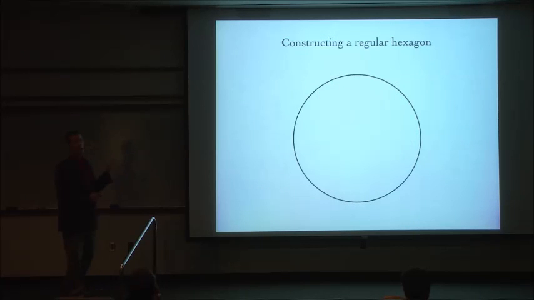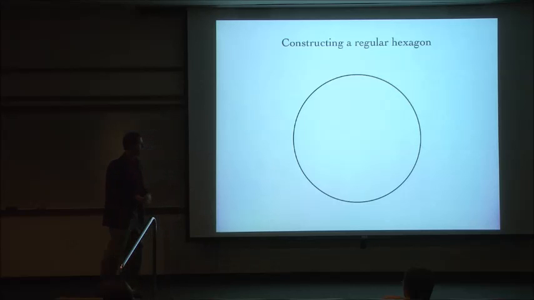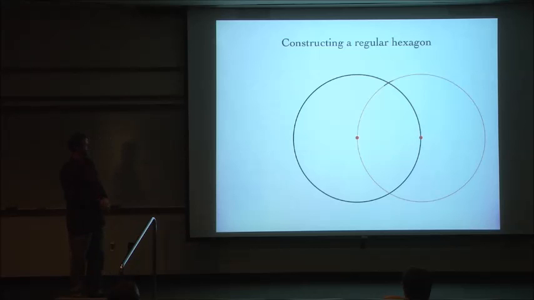So the hexagon is probably the easiest of these, and you can construct it. There's a neat fact about a hexagon. If I took a circle like this and inscribed a regular hexagon, do you know what the relationship is between the radius of the circle and the side length of the hexagon? They're going to be the same, right? So you can use that fact to construct the hexagon in a relatively straightforward manner.